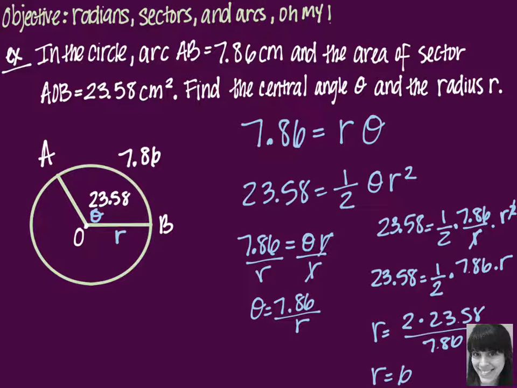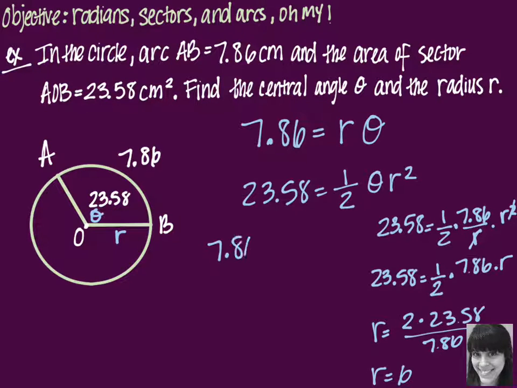So we found r, now we just need to find theta. I plug that into 7.86 equals 6 times theta, divide by 6. Theta is going to equal 1.31. Awesome. So this is how you can use the area of a sector and arc length of a sector. Two ways of saying the same thing. Anyway, short video.